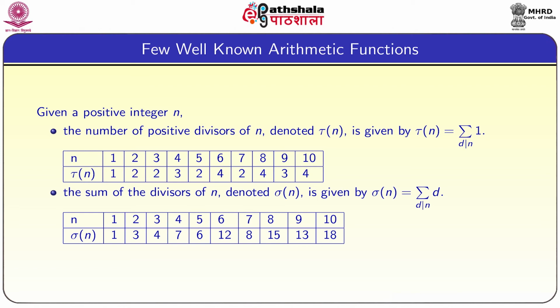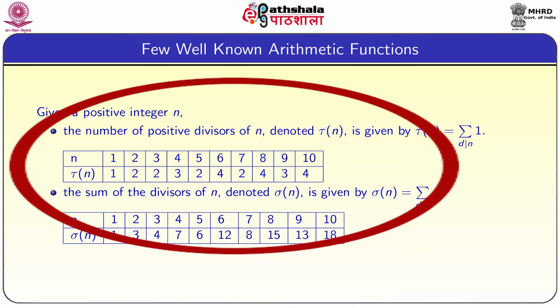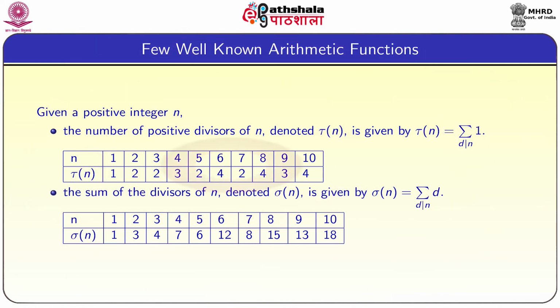For example, the table gives tau of 1 is 1, because 1 has only one divisor. 2 has two divisors, 1 and 2. 3 has again two divisors, 1 and 3. 4 has three divisors, 1, 2 and 4. Prime numbers 5 and 7 have only two divisors. So, tau of 5 is 2 as well as tau of 7 is 2. Tau of 6 is 4 and tau of 10 is 4, because 6 has 4 divisors, 10 has 4 divisors and so on.